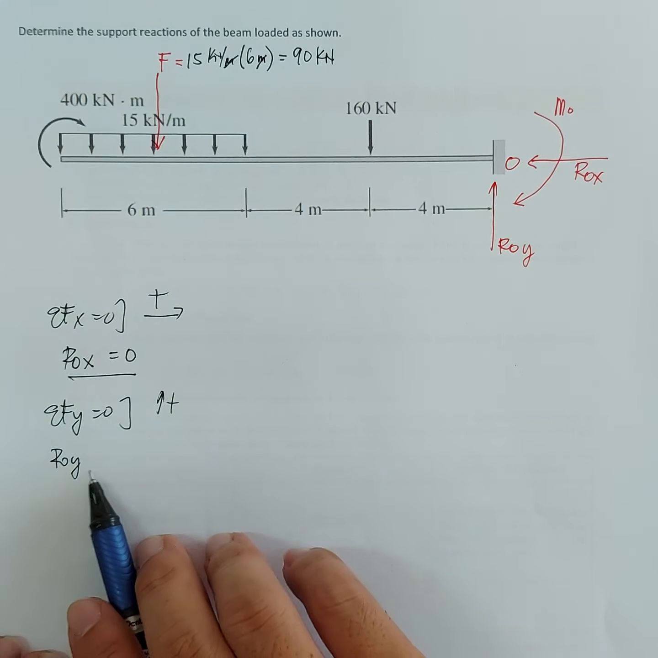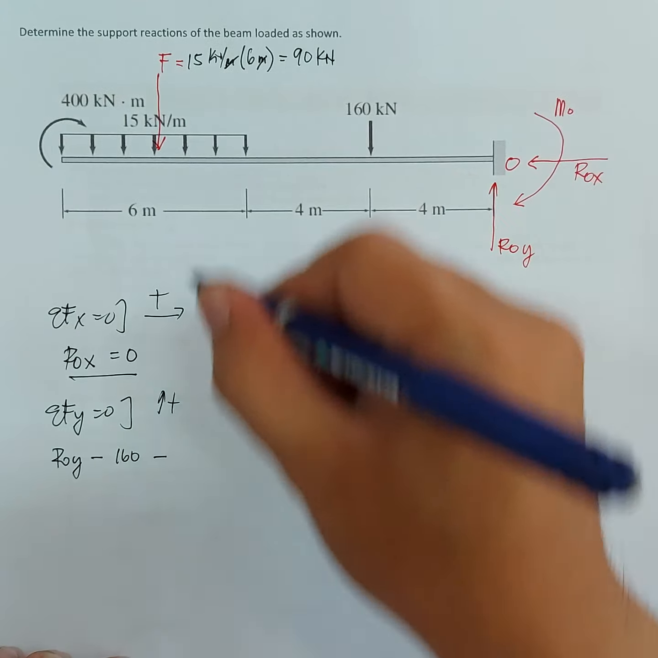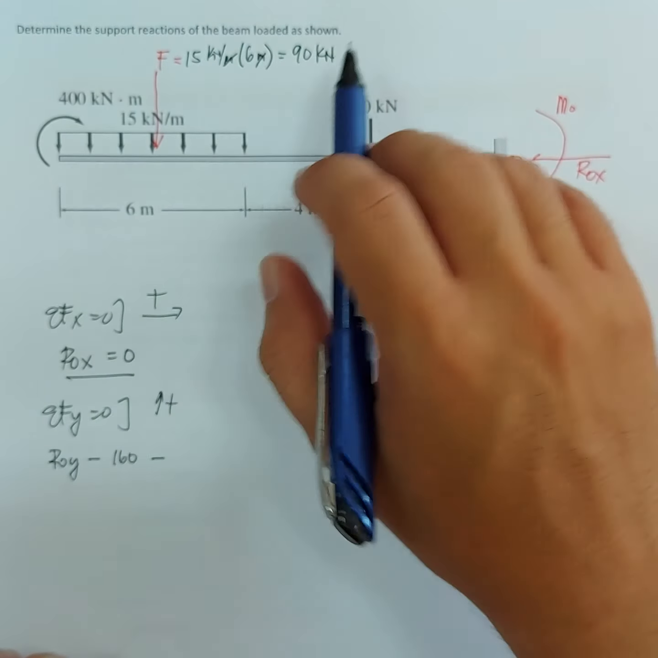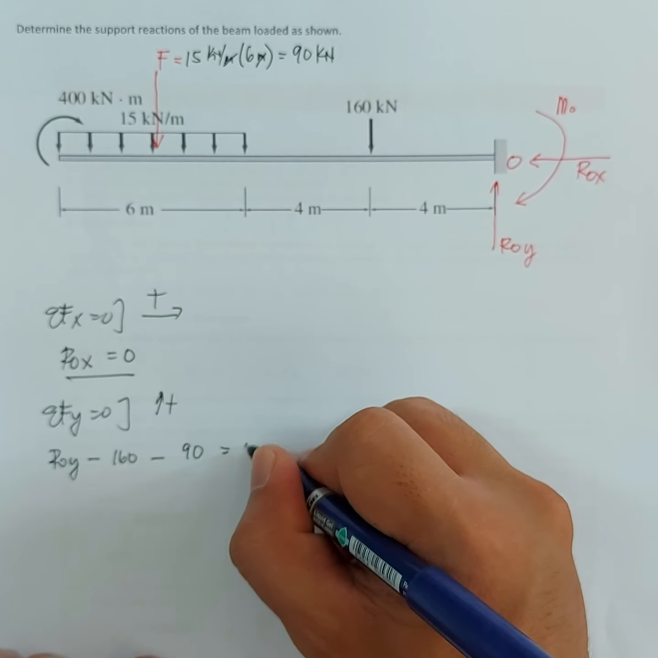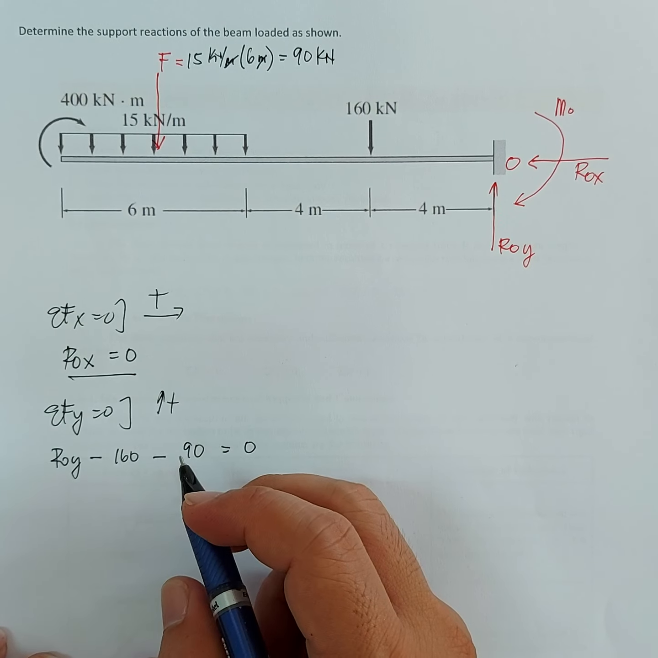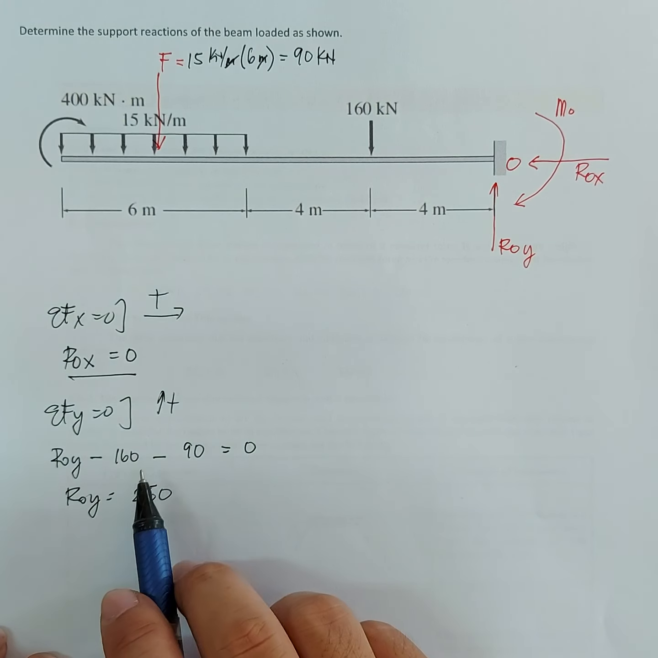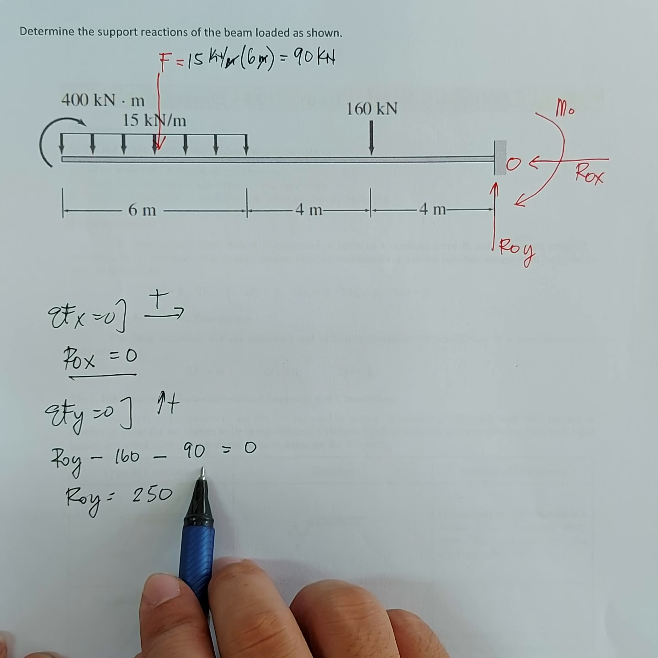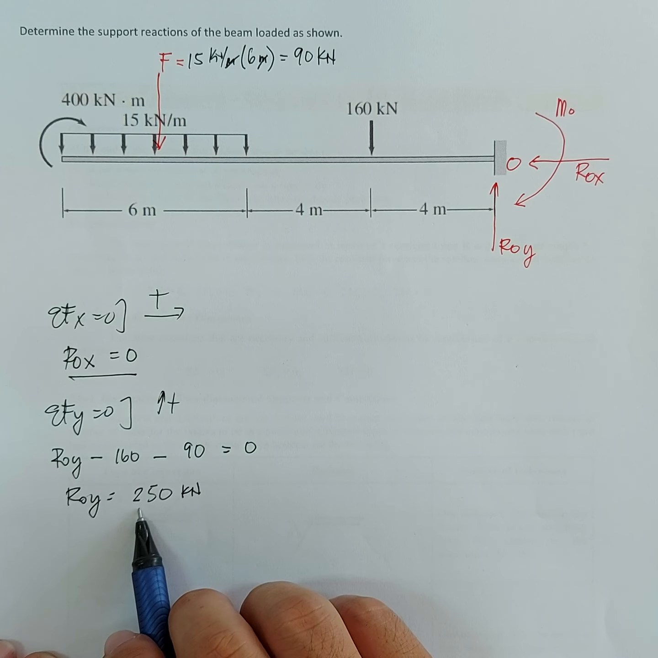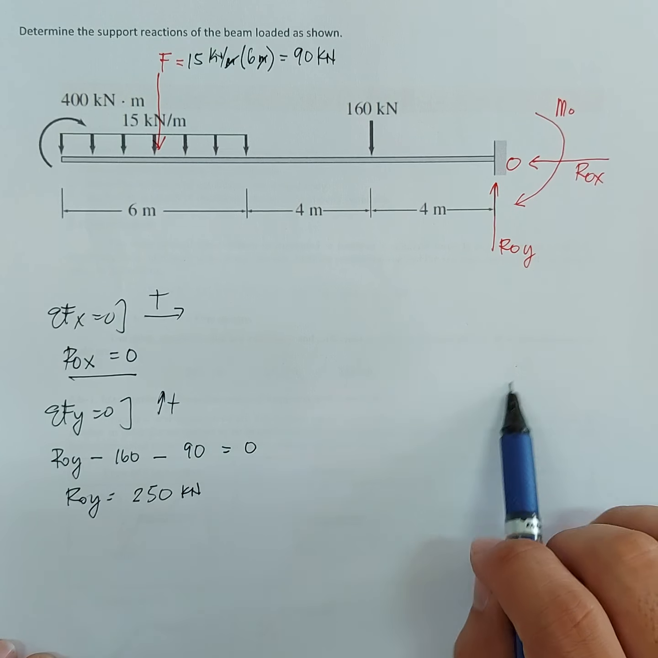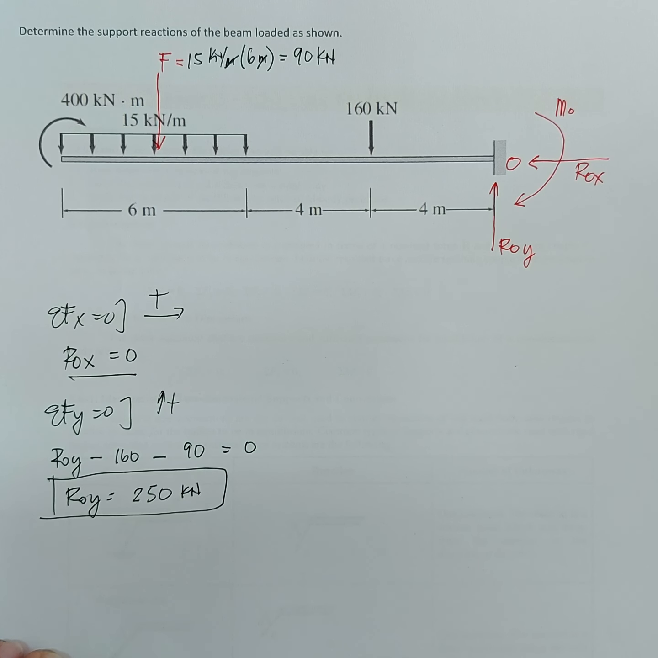Okay, so okay na. ROY minus 160 kilonewtons minus ito 15 times 6, which is 90. Meron pa ba? Wala na. So equate natin yan sa 0. So ROY is equal to 160 plus 90, so that is 250 kilonewtons. Positive yung result, so ibig sabihin tama yung assumption natin na ROY is directed upwards. Okay, so that's ROY.